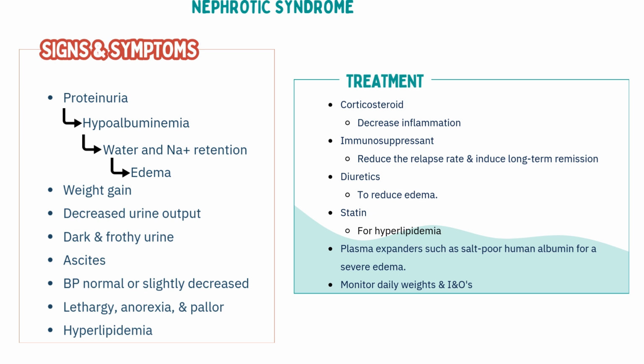Some people might get albumin to help with severe edema, and then we monitor daily I's and O's and weight, just because again of that shift in the fluid from the vascular system to the interstitial space. That's pretty much what nephrotic syndrome is, in a really quick way to understand.